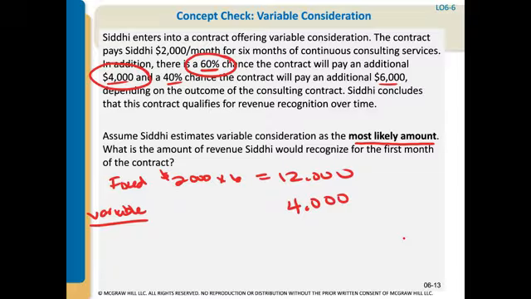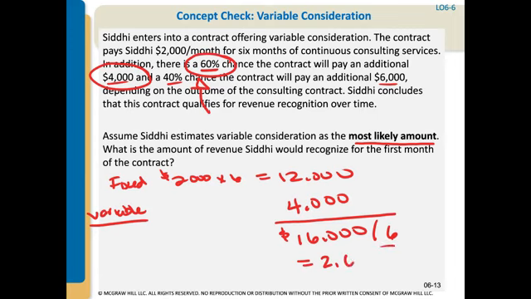We think because that's the higher percentage, that's the most likely, we're going to recognize that as the anticipated value of the contract at 100%. So our total anticipated value is $16,000 for this contract. We divide that by 6 months, and that gives us $2,667 per month of revenue that we will recognize for this contract.